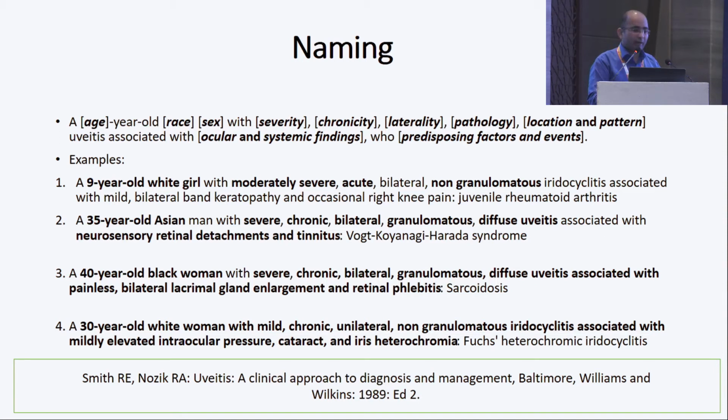In the first example, a 9-year-old white girl has moderately severe acute bilateral non-granulomatous iridocyclitis. If we pay attention to the ocular and systemic findings, there is bilateral band-shaped keratopathy in the eye and occasional right knee pain or joint involvement. So we can narrow down our diagnosis to juvenile rheumatoid arthritis.